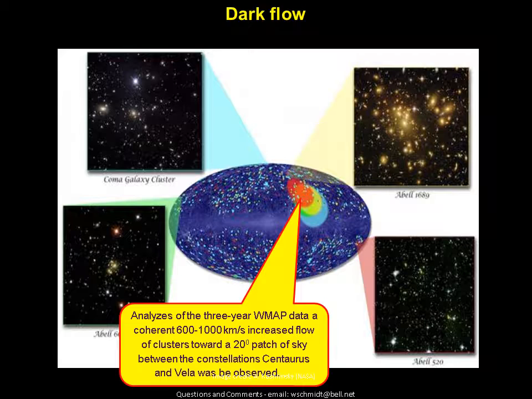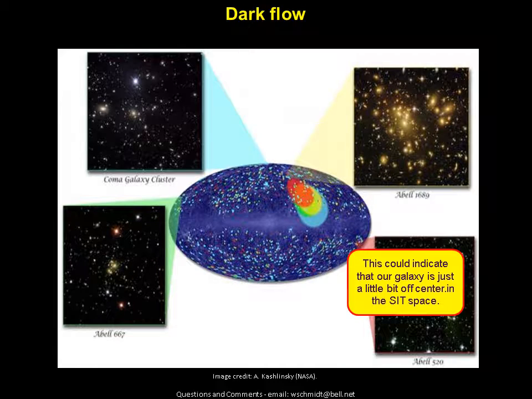Analysis of the 3-year WMAP data observed a coherent 600 to 1000 km per second increased flow of clusters toward a 20-degree patch of sky between the constellations Centaurus and Vela. This could indicate that our galaxy is just a little bit off-center in the SIT space.